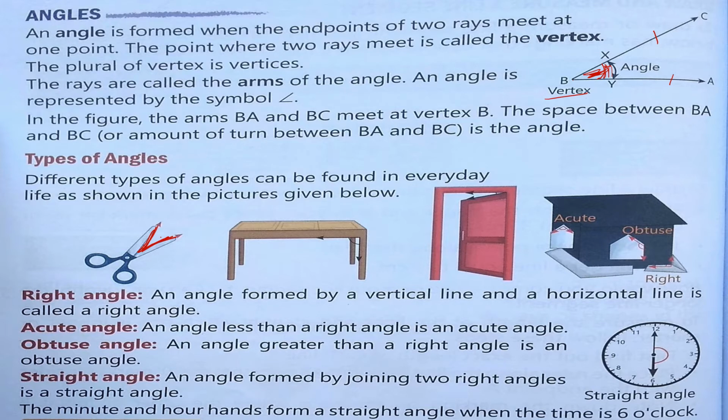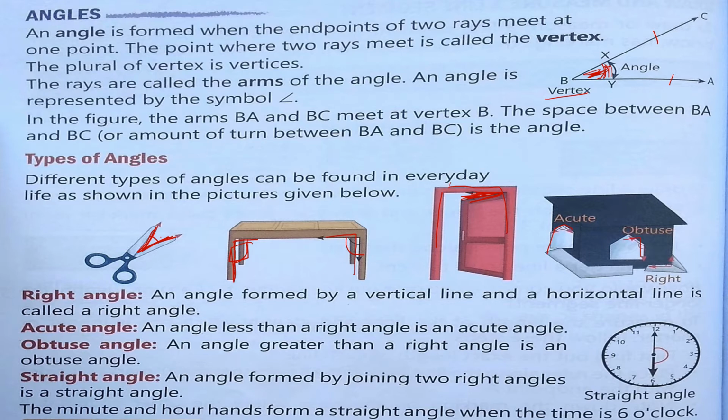And the leg of the table, this part forms the angle. This part forms the angle here. This is a 90-degree angle, that is a right angle. The door, as you can see here, the door opening part, this part is also forming an angle. Then your house, here also angles are there.